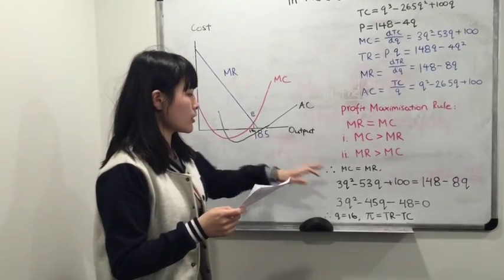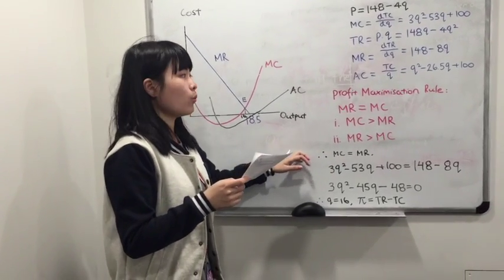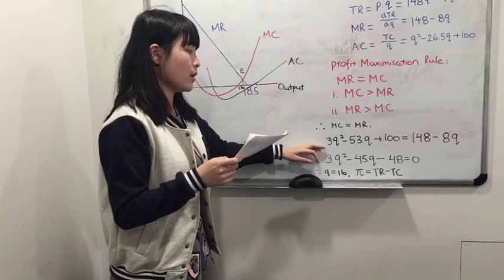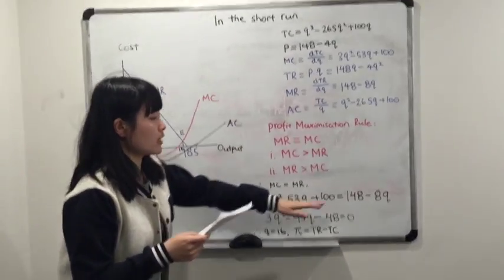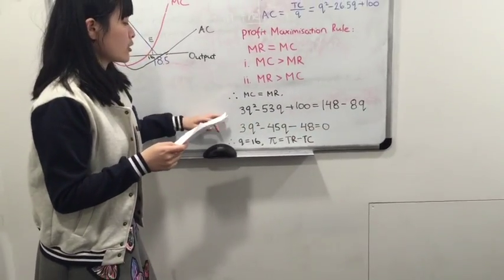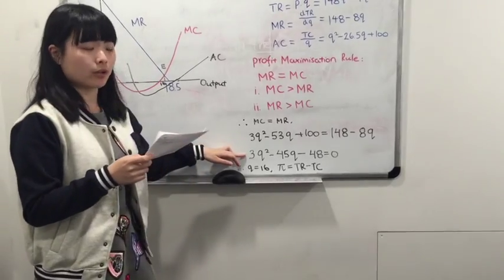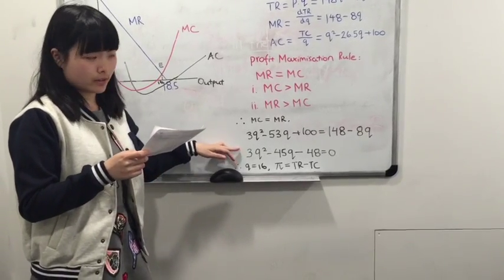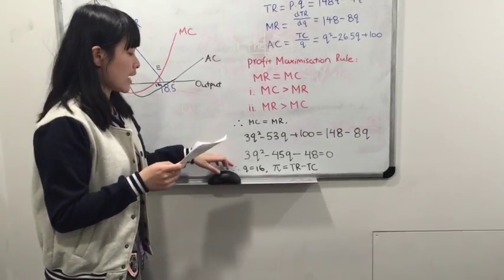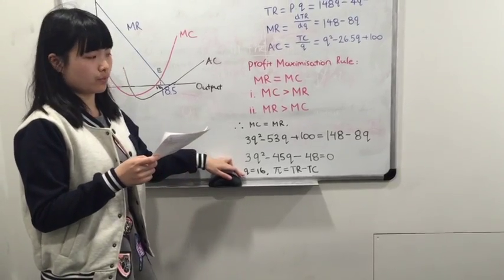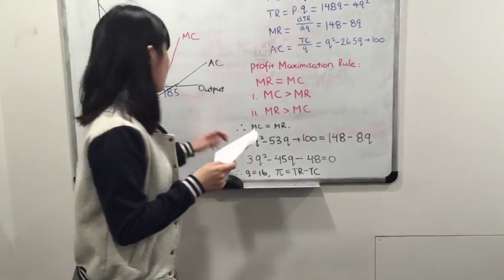So only when marginal cost equals marginal revenue, we will get our maximized profit, which is this formula equals that one. So we can get a new quadratic formula and use the quadratic calculation to calculate the maximized product quantity, which is Q equals 16.